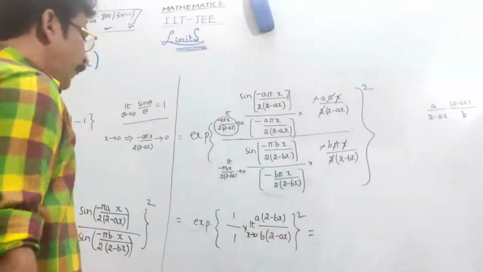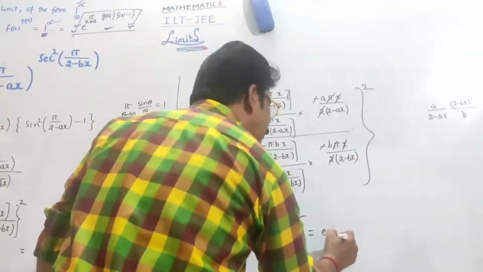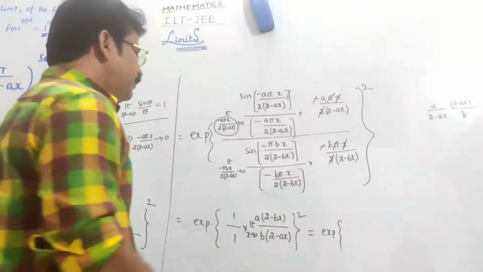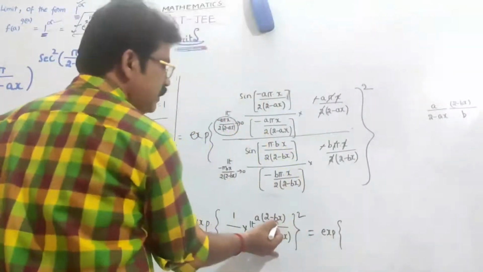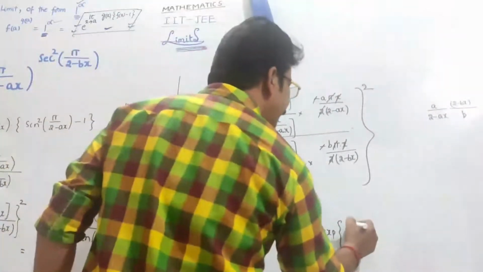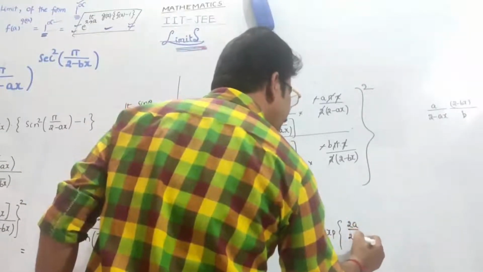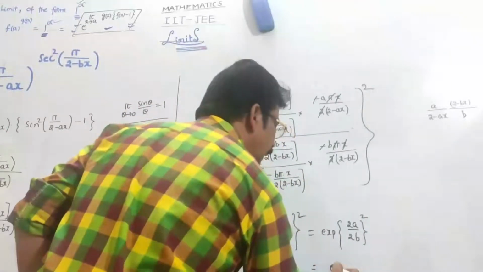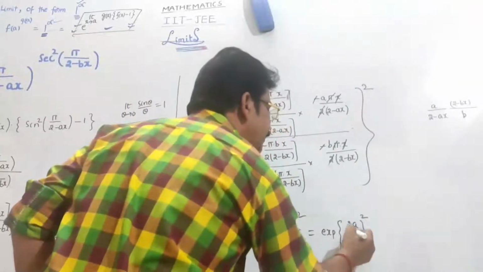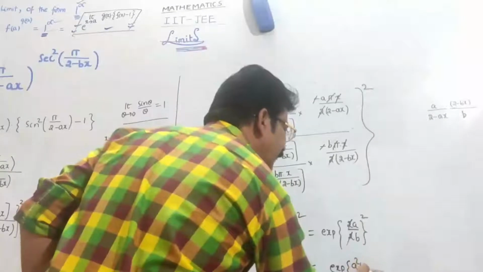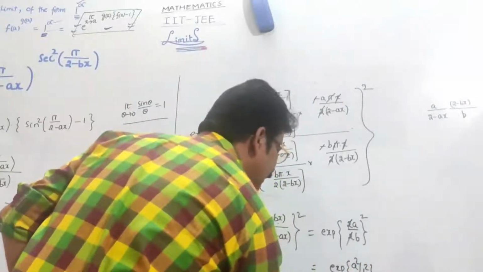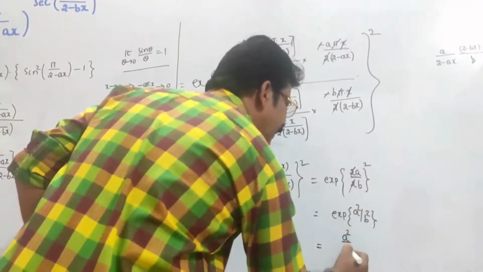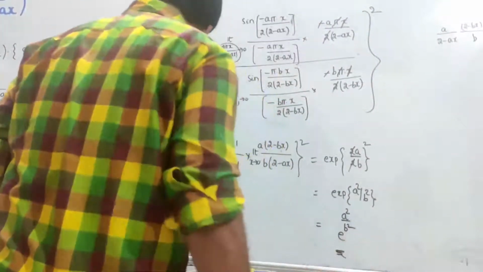So that is equal to exponential of, put x equal to 0, means x equal to 0. This is 0. So (2a divided by 2b) whole square. So that is equal to exponential of, means 2 to cancel, a square divided by b square. This is nothing but e power a square divided by b square. This is the answer.